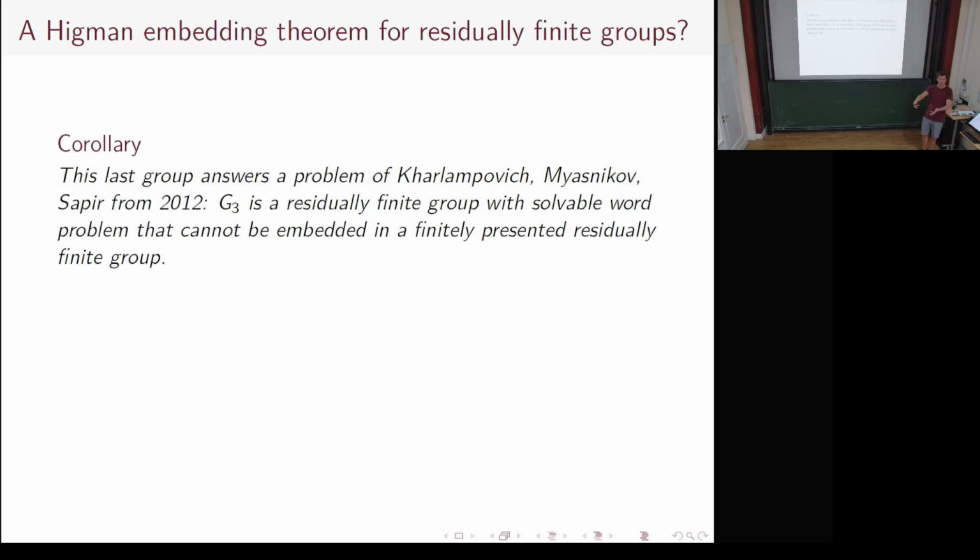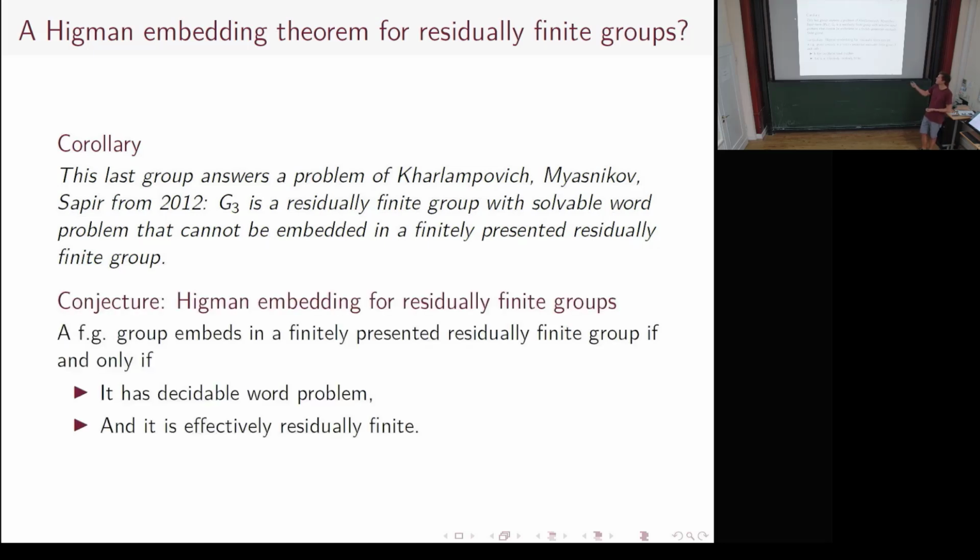these having computable finite quotients, they are always effectively residually finite. And so we have the following conjecture, the Higman embedding conjecture for residually finite groups. A finitely generated group embeds in a finitely presented residually finite group if and only if it has decidable word problem and it is effectively residually finite. But this is very open.